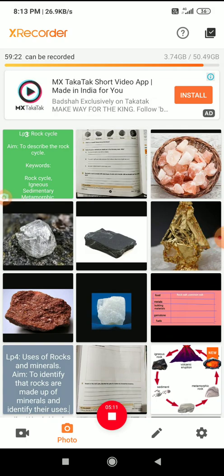Along with that, there are minerals also, right? Those minerals also play a vital role in our life. So what is mineral? Again I am telling, it is a pure chemical substance, right? It is a pure chemical substance formed due to the natural process. Where is it formed? Within the earth.